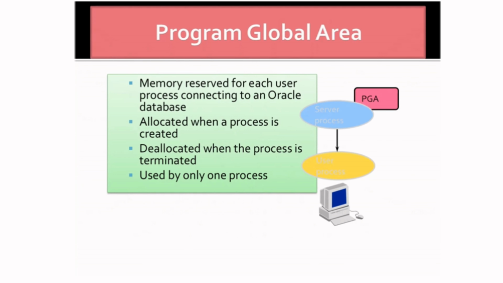The program global area. This is the PGA, Program Global Area. It is memory reserved for each user process connecting to an Oracle database, allocated when a process is created, deallocated when the process is terminated, and used by only one process.